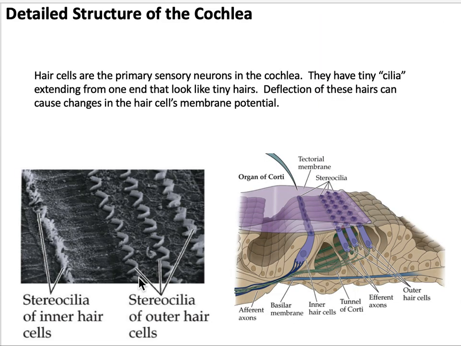So yeah, here's another view. Here's the basilar membrane, here's this tectorial membrane. We have these stereocilia. So we have the inner hair cells, we have the outer hair cells. Here's the inner ones, here's the outer ones. It's the inner hair cells that are going to sense movement. The outer hair cells, as we'll see in a few minutes, actually serve as an amplifier for the system.